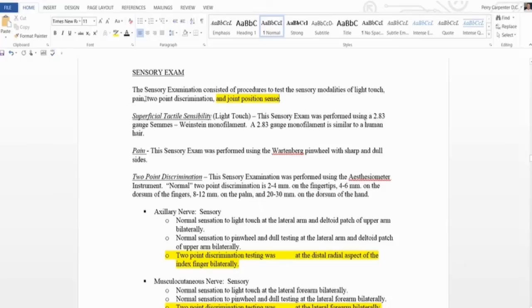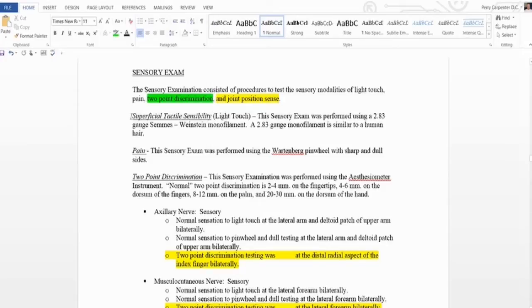Now, for certain conditions of the upper extremities, two-point discrimination is required, such as for testing digital nerve lesions and for testing for carpal tunnel syndrome as examples. So in certain circumstances, we're always going to rely on two-point testing. In other circumstances, we'll pretty much be limiting our sensory exam to testing of light touch. Okay, so let's focus on simply light touch, pain, and two-point discrimination, and then I'll say a couple of words about joint position sense testing.